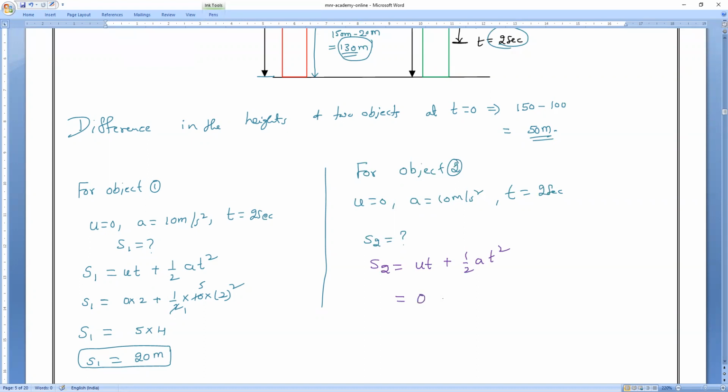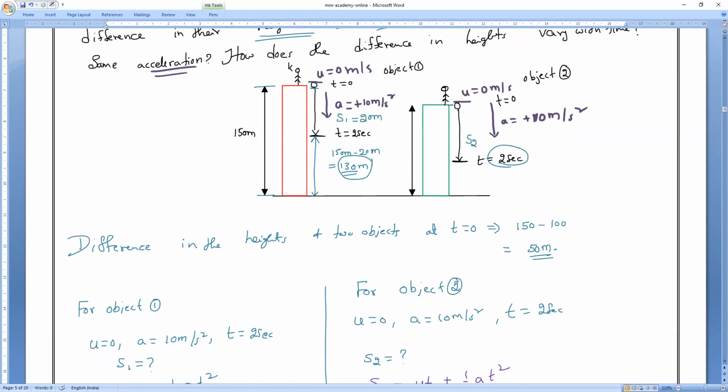So initial velocity 0 plus half into 10 into t square, meaning 2 square. So 2 ones are 2, 5 twos are... So again the distance traveled by this body is also how many meters? 20 meters. So S2 also travels 20 meters. Now from the ground, how many meters is remaining? 100 meters, correct. So that is 100 minus 20. How many meters above the ground? Everybody. 80 meters.